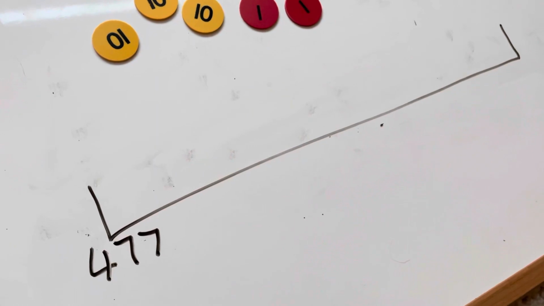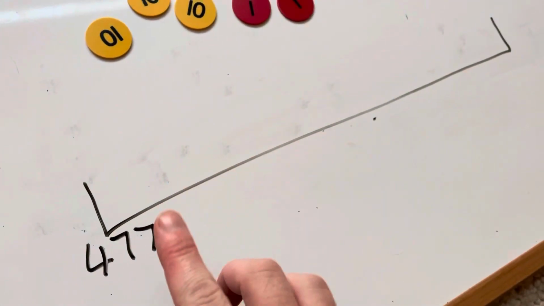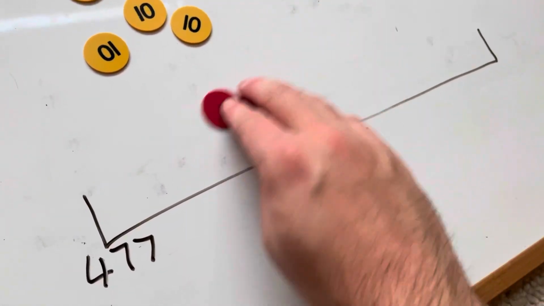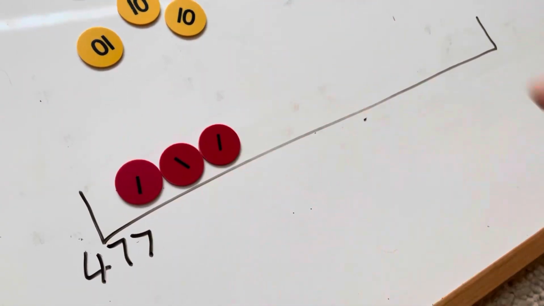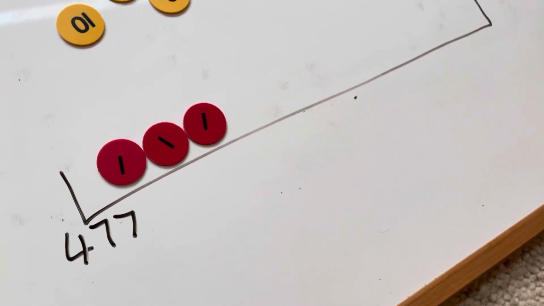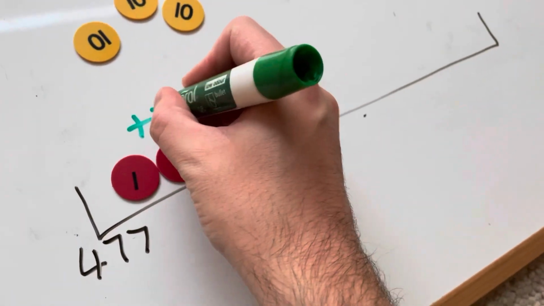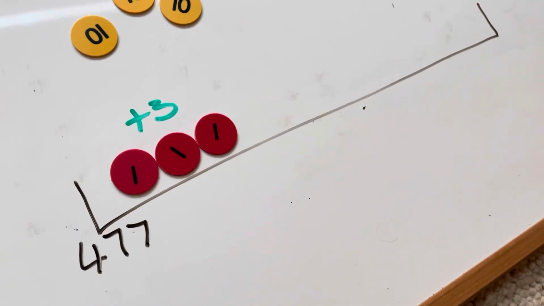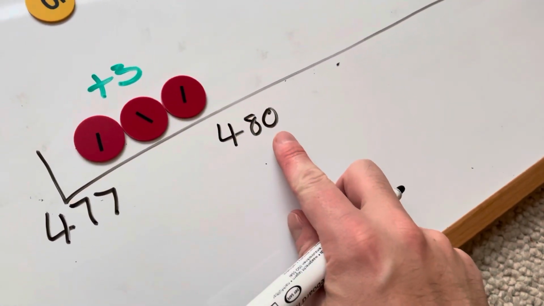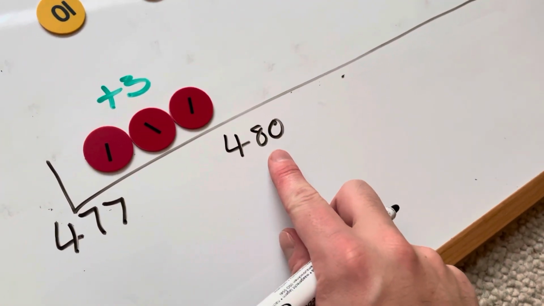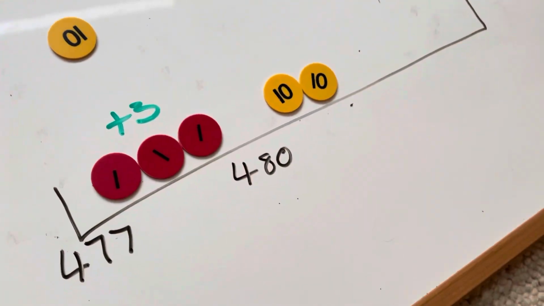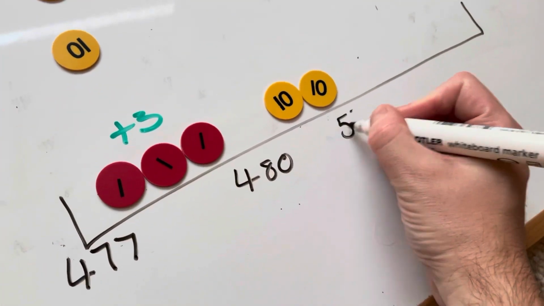Let's see how we did it. So my first thought is this ends in 7, that's not a friendly number, let's try and make it a friendly number. So I know 7 add 3 takes me to 0. So if I'm going to add 3 first, which is what I am going to do, that's going to take me to 480. So that should have been your first step. That's a friendly number. Next step, 80 is very close to 100. So I'm going to add 20 to take me to 500.